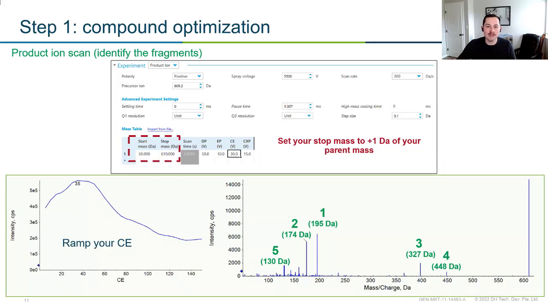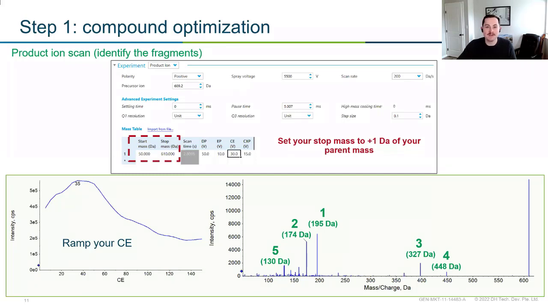So as we ramp our collision energy, we see fragmentation. We typically will ramp collision energy, right? Because we don't know what an optimal collision energy is for any of these fragments yet. We haven't done that experiment. So instead, we're going to ramp it, and we're just going to observe what happens.